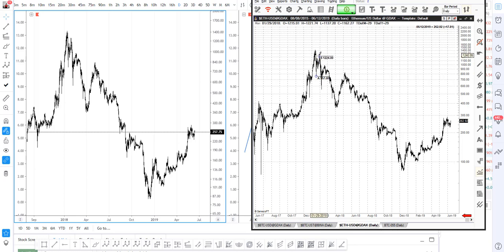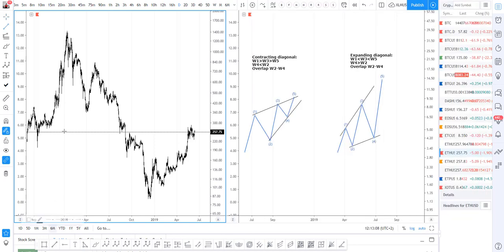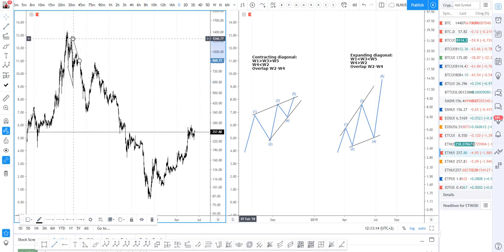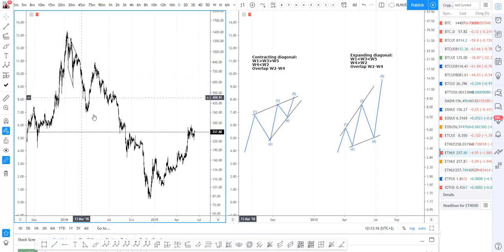So I measure wave 2. Wave 4, look at this. Wave 4 is longer than wave 2. So this counts perfectly well as an expanding diag, when you have a proper Fib tool which is not misleading you into another count. This right there is a very textbook expanding diagonal.